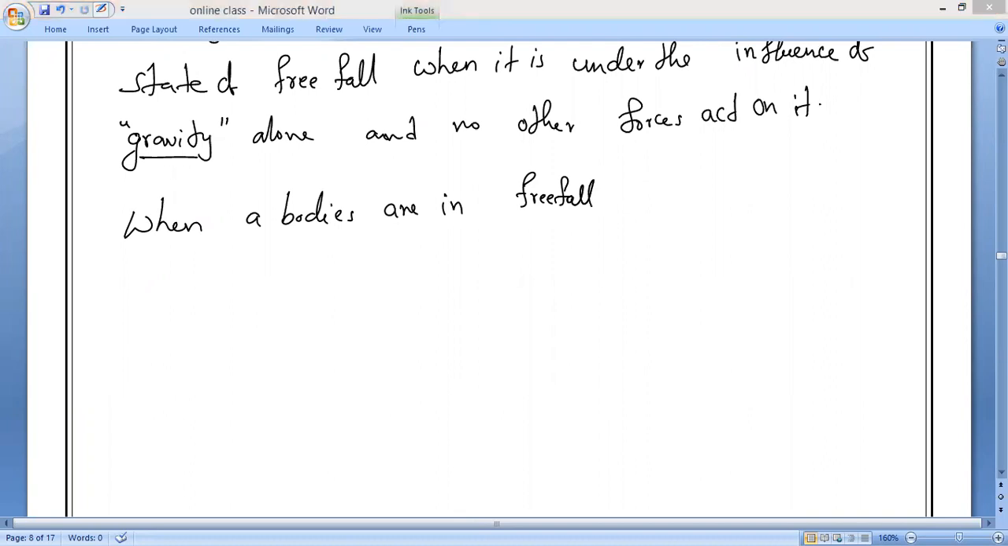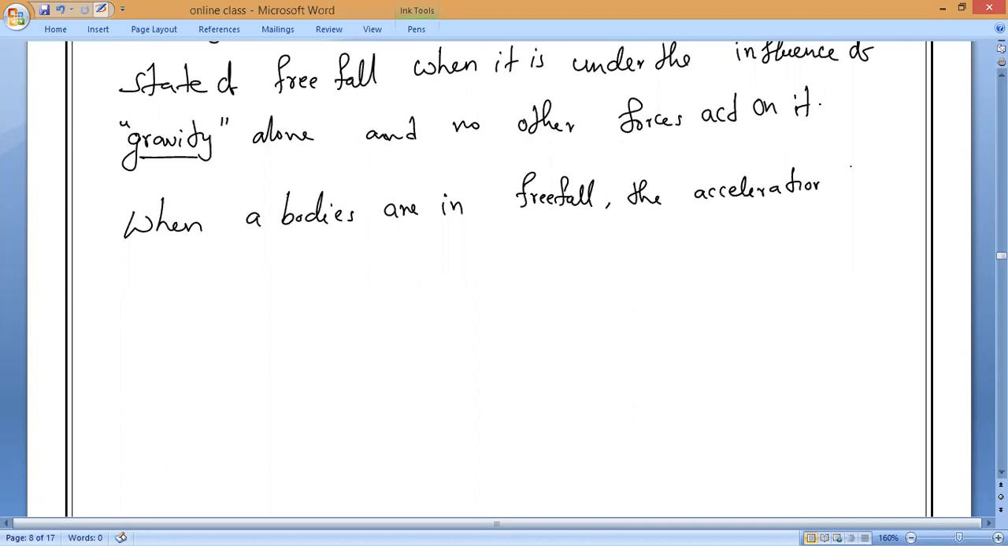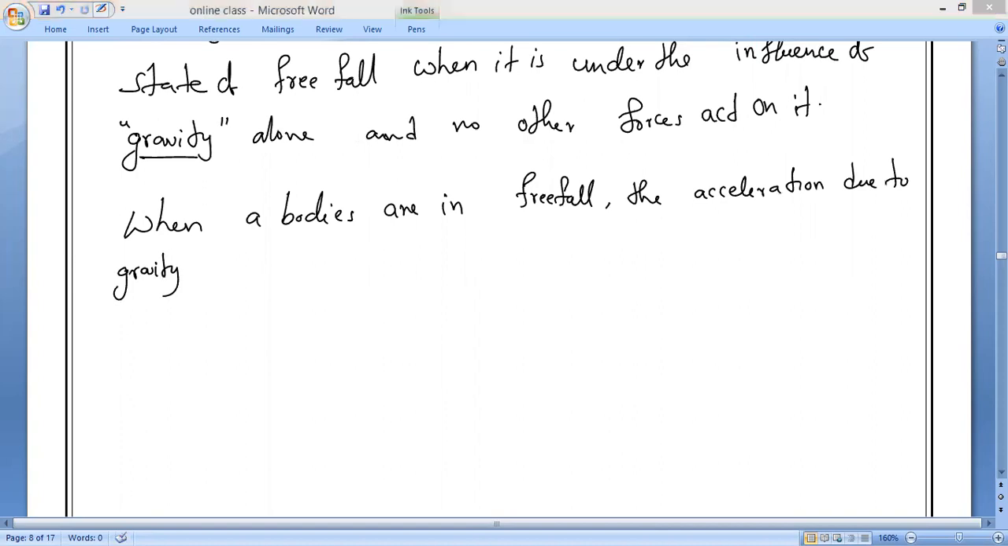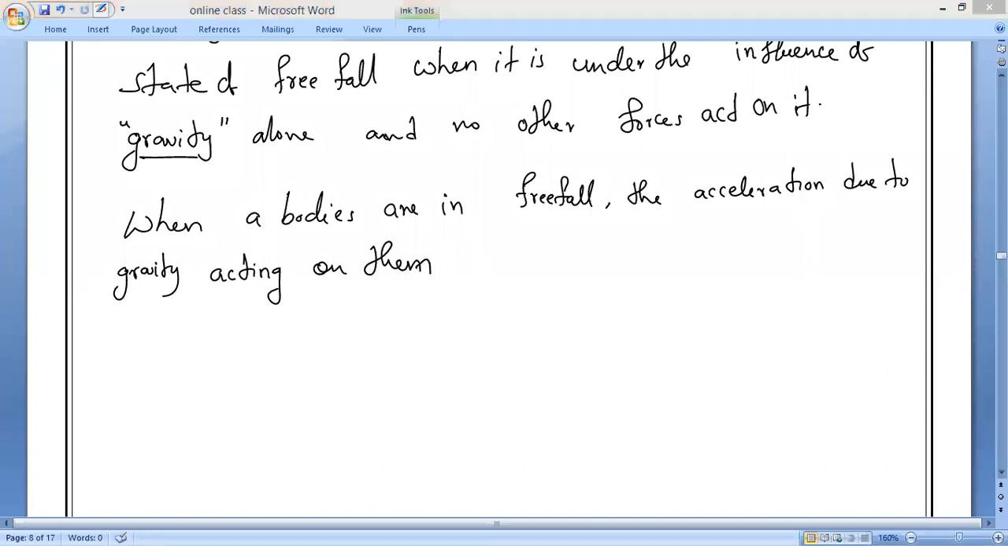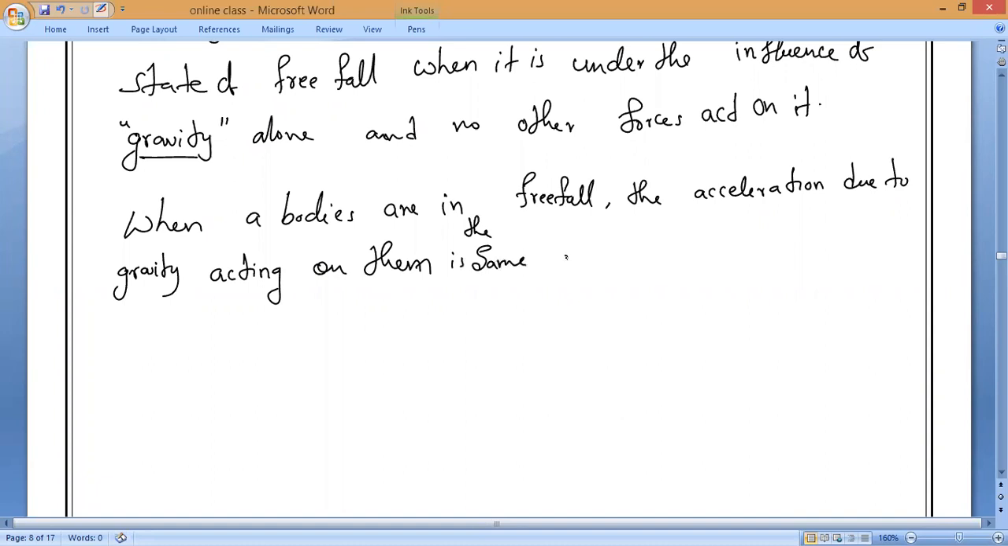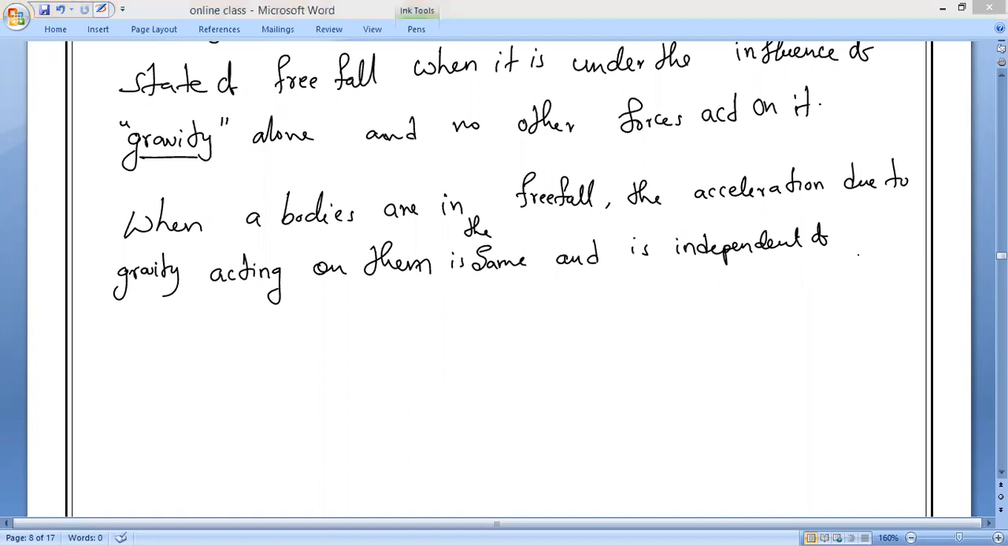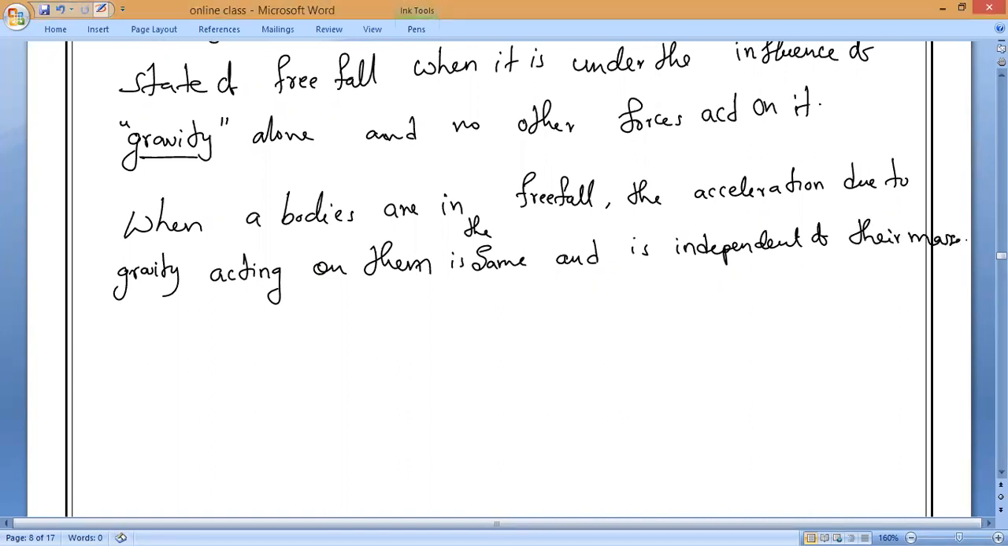the acceleration due to gravity acting on them is the same, and it is independent of what? Masses. Of their masses.